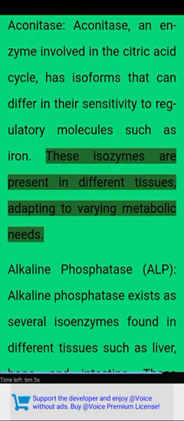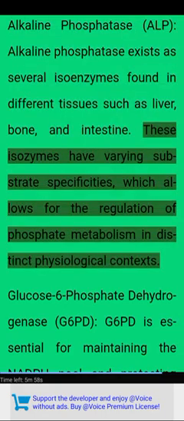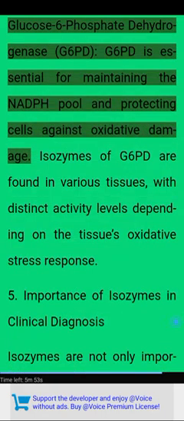These isozymes are present in different tissues, adapting to varying metabolic needs. Alkaline phosphatase. Alkaline phosphatase exists as several isozymes found in different tissues such as liver, bone, and intestine. These isozymes have varying substrate specificities, which allows for the regulation of phosphate metabolism in distinct physiological contexts.